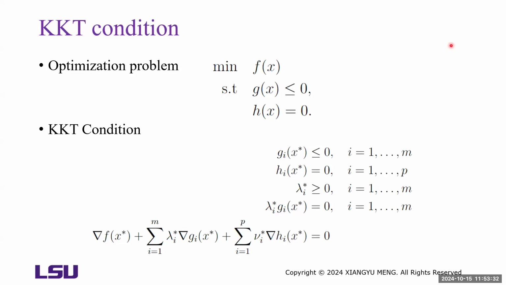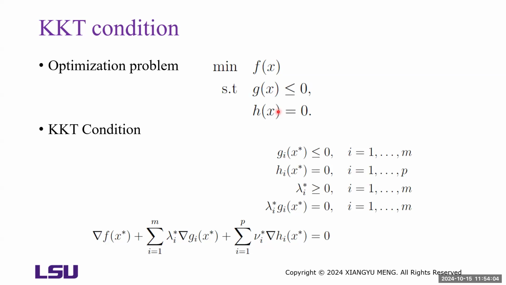In this lecture, let's discuss the KKT condition. Let's consider an optimization problem in the standard form. The objective is to minimize a function f(x) subject to inequality constraints and equality constraints. Here, g(x) and h(x) are vector functions. Therefore, we have multiple inequality constraints and multiple equality constraints.